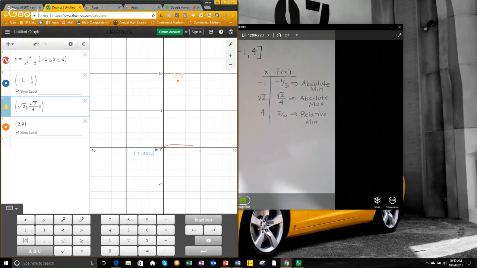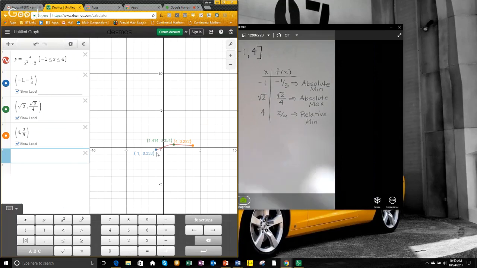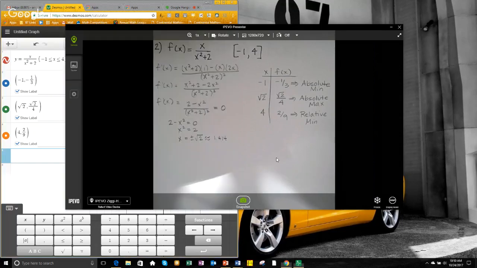I'm going to get rid of the 0 here. And you see that that's the maximum there. And then the next point is going to be 4 divided by 9. And we're going to show the label. And there it is. So we see that we have the absolute min occurring at -1 as we predicted. And we have an absolute max at root 2 and then a relative min at x equals 4.